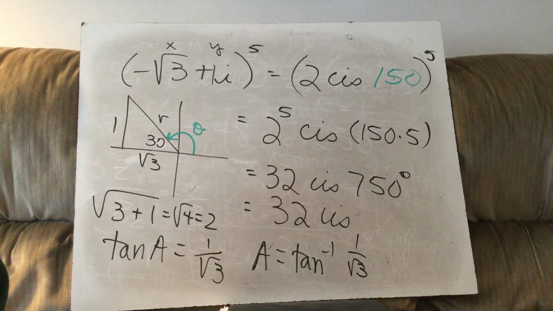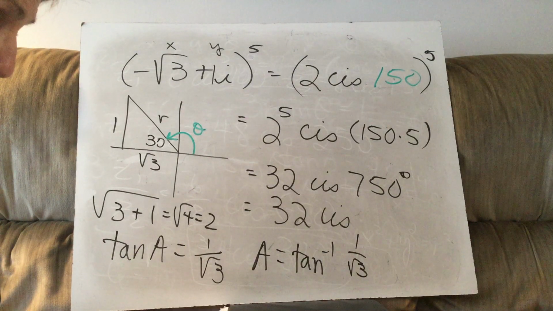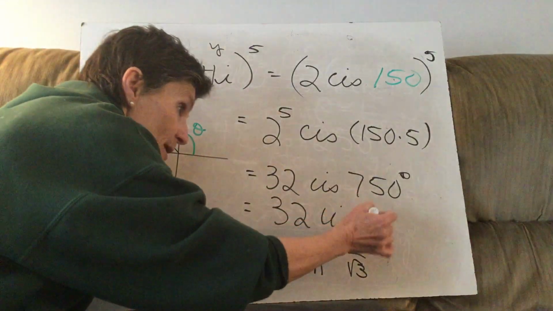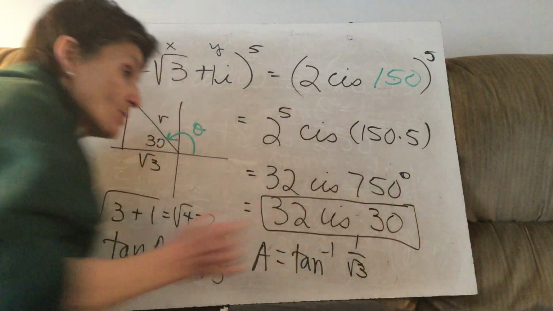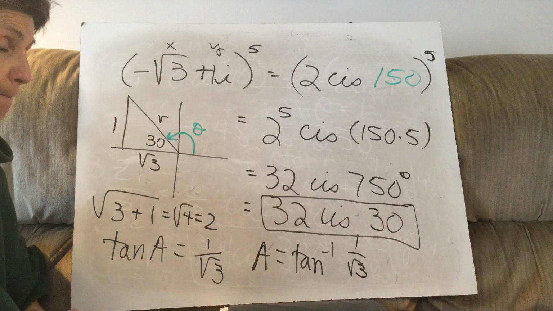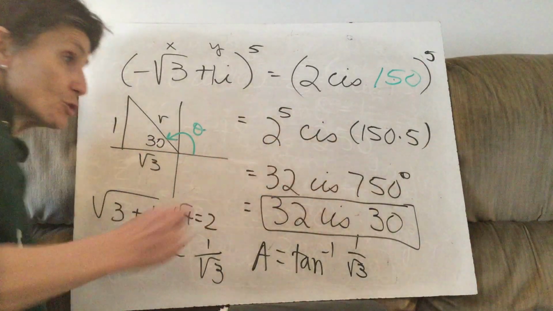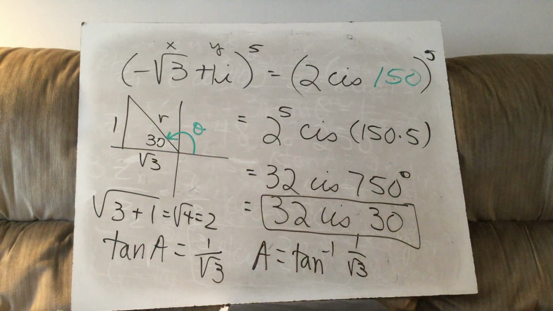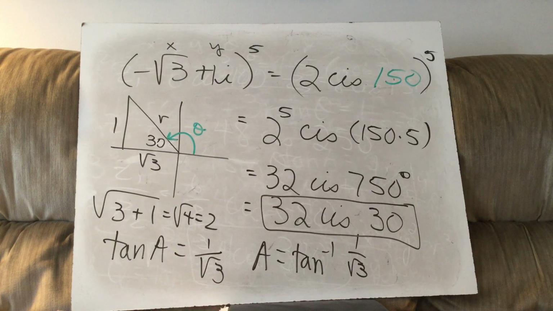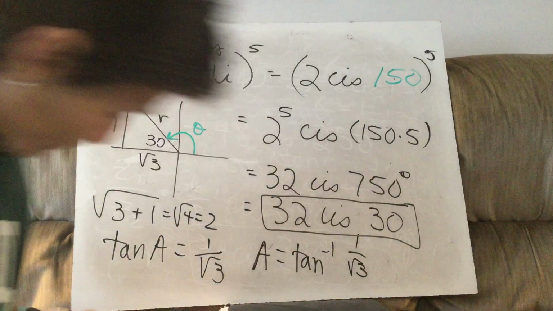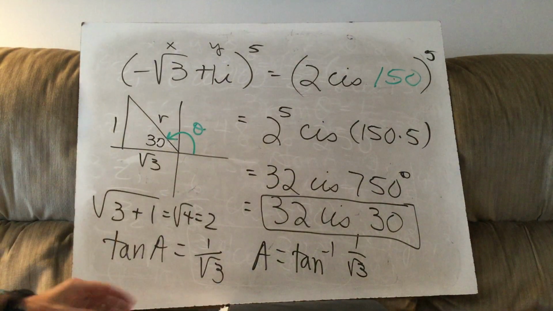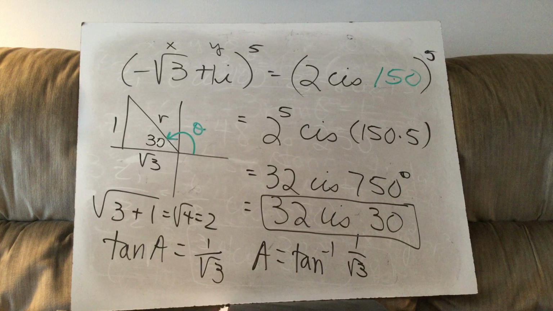Now, you should get 390. That's still bigger than 360, so subtract another 360, and now you get 30. And that is the answer to the question. So when we get an angle that's too big, we subtract 360 as many times as we need to get smaller than 360. Okay.